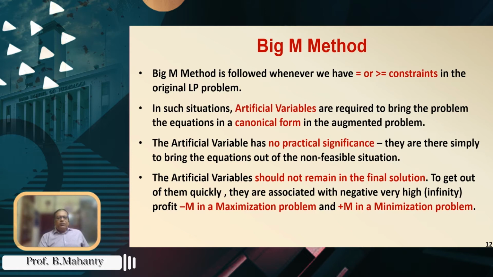To get rid of them quickly, they are associated with a very high negative profit, minus M in a maximization problem and plus M in a minimization problem. Because look here, they have no practical significance. They are taken only to bring the equations to the canonical form. But in case of greater than or equal to, they also mean that artificially an infeasible point has been made feasible. That will be more clear once we go ahead with the example.